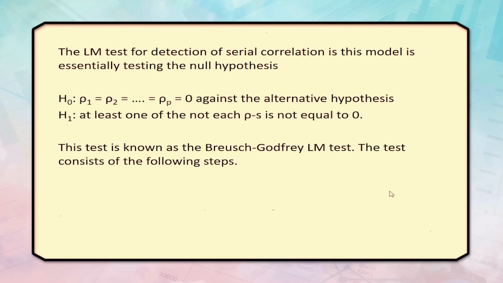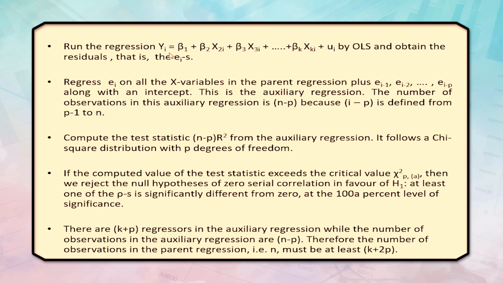The LM test for this consists of the null hypothesis, that is rho 1 equal to rho 2 equal to rho p equal to 0, against the alternative hypothesis, that at least one of the rhos is not equal to 0. This is known as the Breusch-Godfrey LM test and it has the following steps. First, we regress yi on x2 right up to xk with an intercept, using the ordinary least squares method, and obtain the residuals, that is, we obtain the ei's.